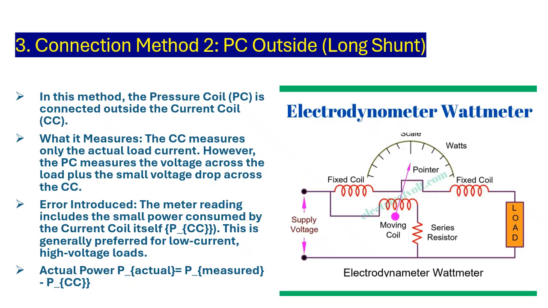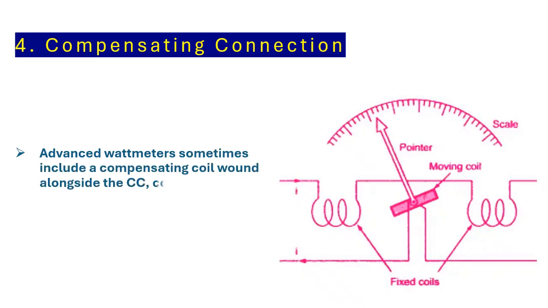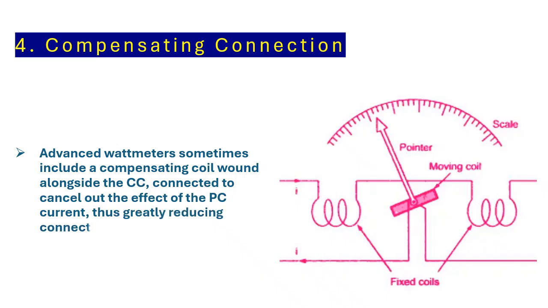Actual power, P_actual, is equal to P_measured minus P_CC. 4. Compensating connection. Advanced wattmeters sometimes include a compensating coil wound alongside the CC, connected to cancel out the effect of the PC current, thus greatly reducing connection errors.